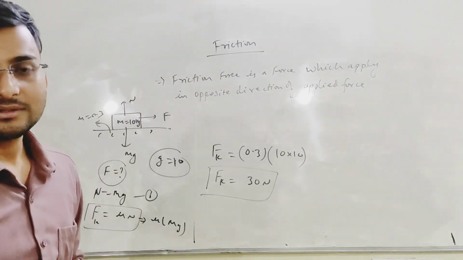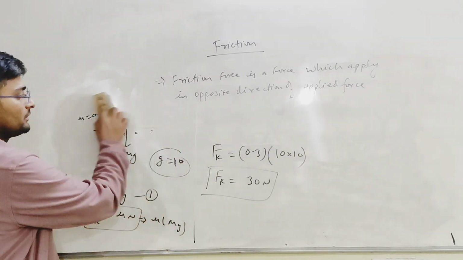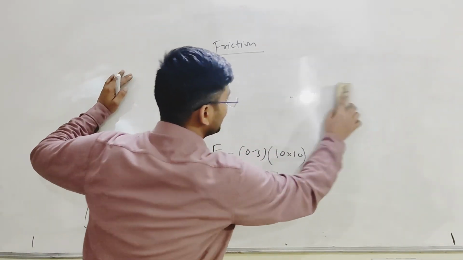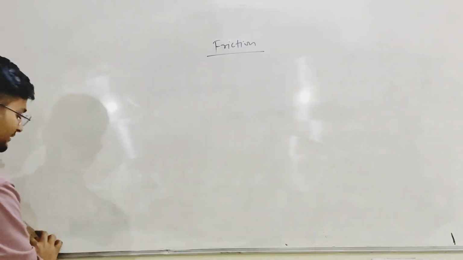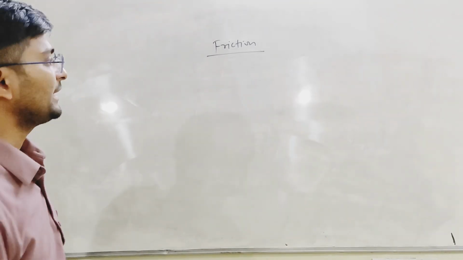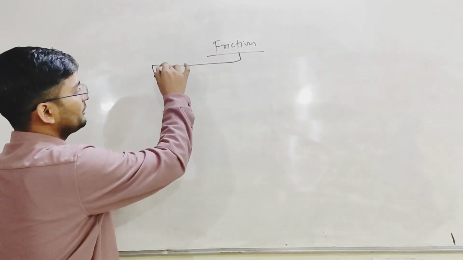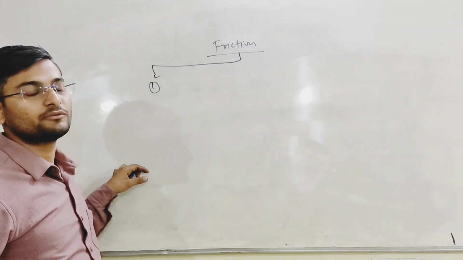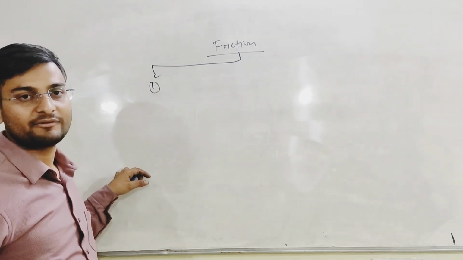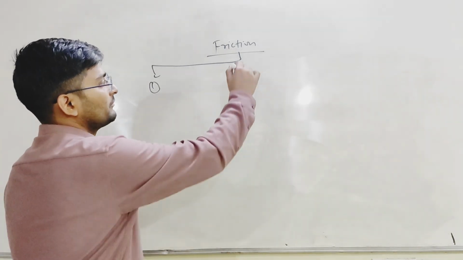Now, what are the types of friction? We say that friction has three types. First, static friction. Second, kinetic friction, and third is rolling friction. It is very important.